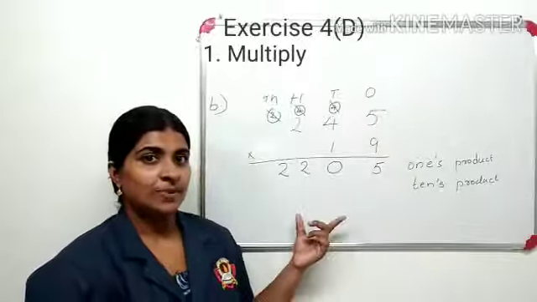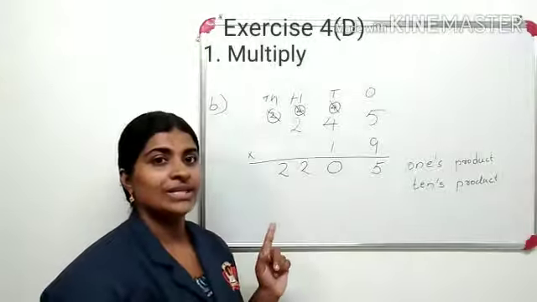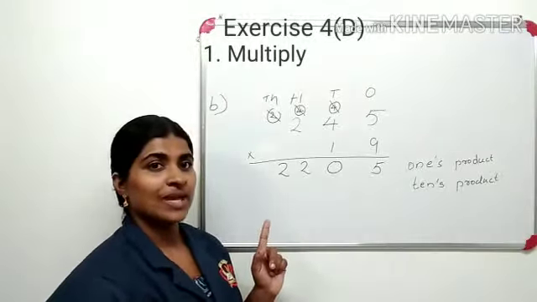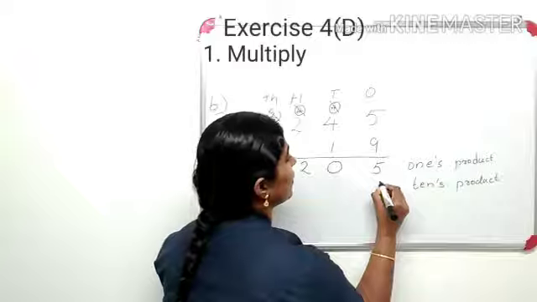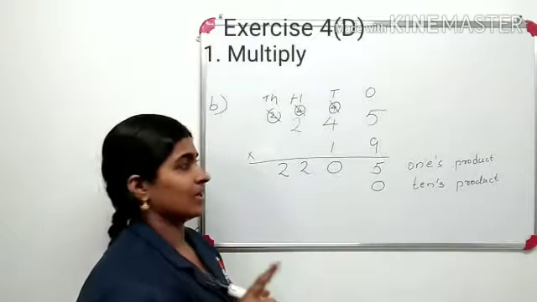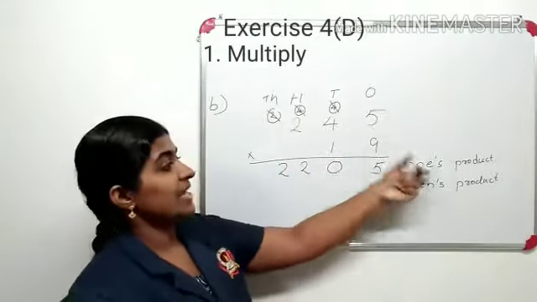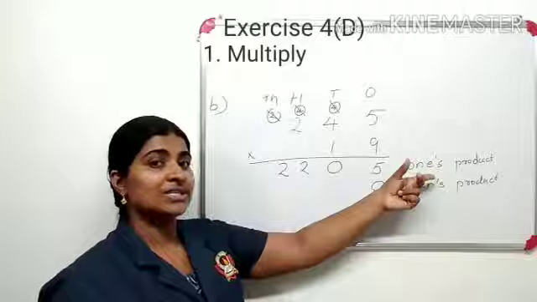Have you got the tens product? Yes. First thing you must do in the tens product is write a 0 here in ones place. That is the first thing in the tens product. And the last thing in the ones product is to cut all the carries in the ones product.